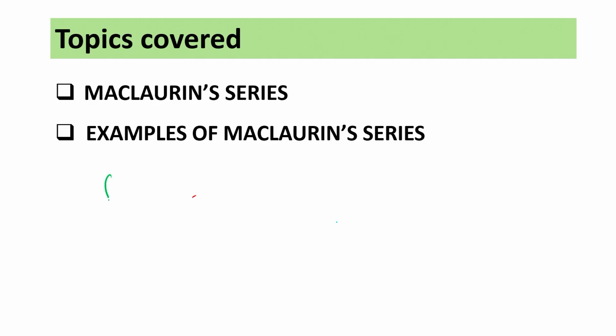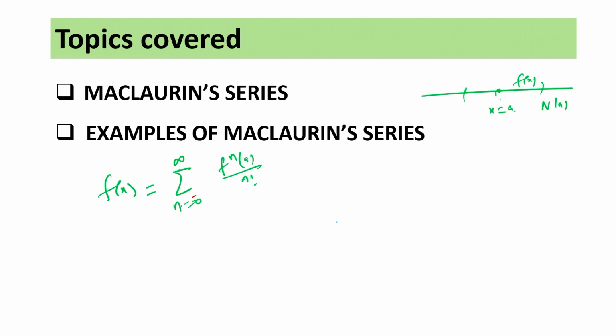Write down f of x, a function f of x here, and x equal to a is given, in the neighborhood of a, right. So, f of x equals the sum from n equal to 0 to infinity of f n of a by factorial n times x minus a to the power n, right. That was the Taylor series expansion.